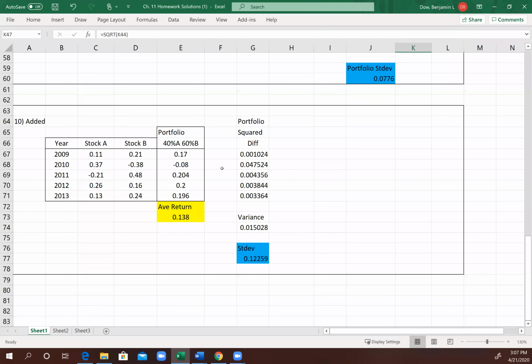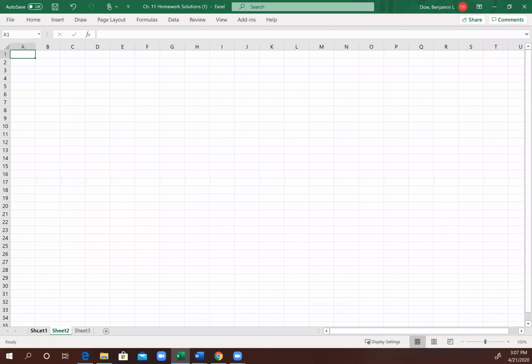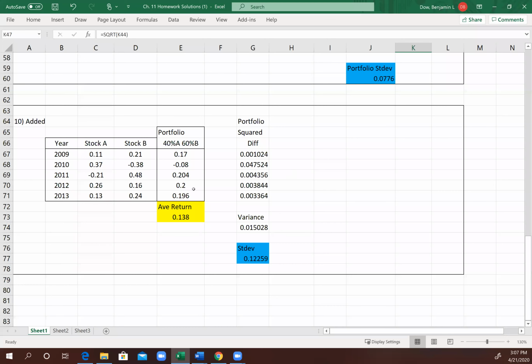Number 10 is important because it is a historical looking problem. This is more likely what we do in real life. We're going to calculate the historical average, but not use it for the expected returns. We use beta for the expected returns, but we do use the historical average to find the historical standard deviation.